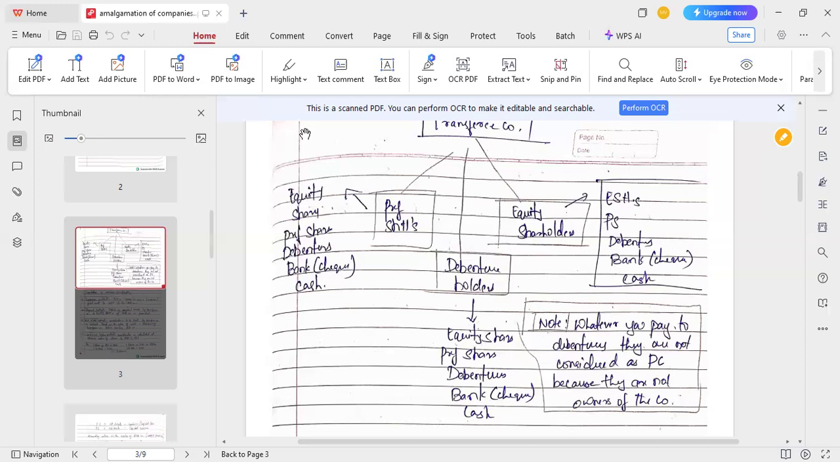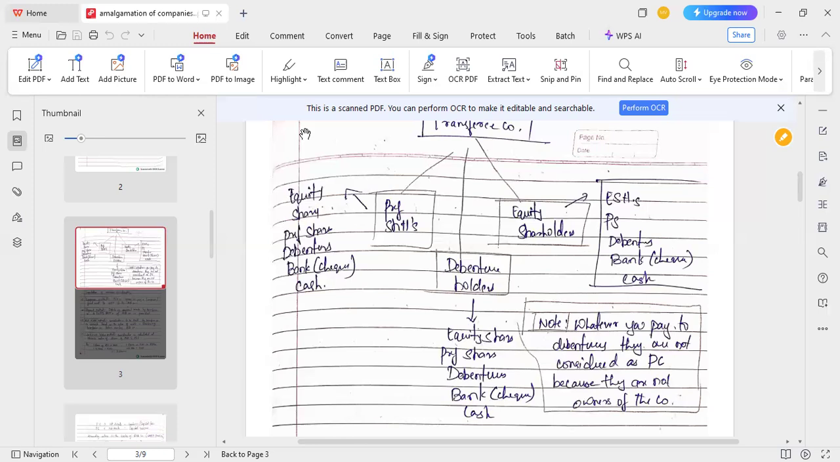There are different stakeholders in the transferor company, as in the transferee company. So the transferee company has to give the consideration to the transferor company, and the transferor company will be able to divide it among the stakeholders. The stakeholders will be equity shareholders, preference shareholders, or debenture holders. Okay? Now, the purchase consideration, how will it be distributed?